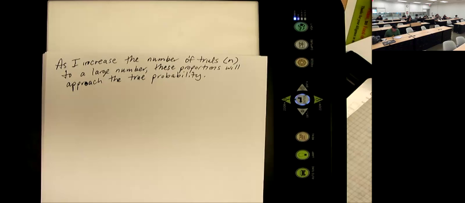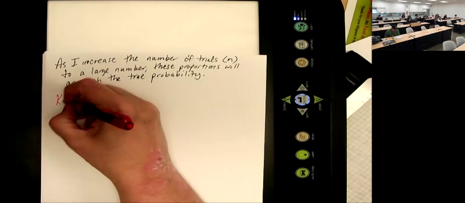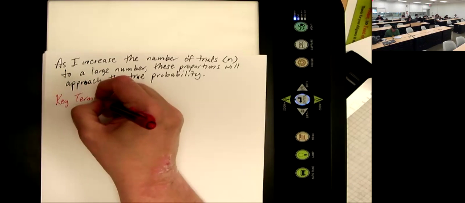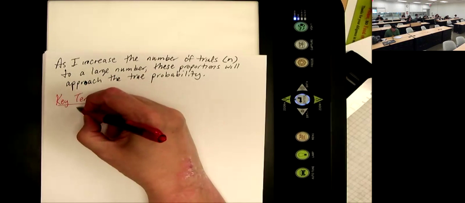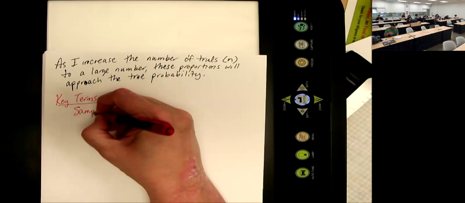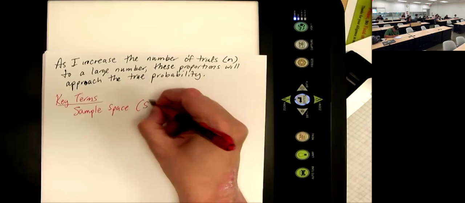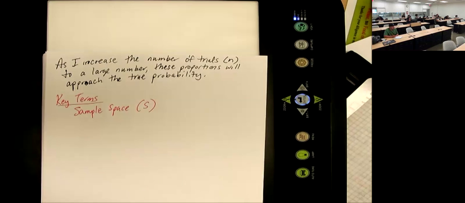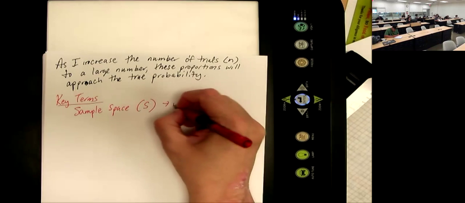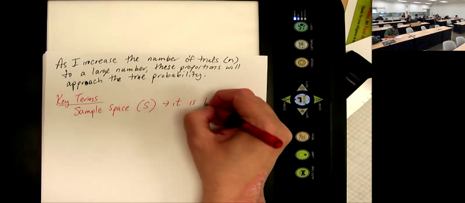So there's some key terms in this topic. There's always definitions we need to learn. One is sample space. We often use the letter S to describe it. It is the set of all possible outcomes.